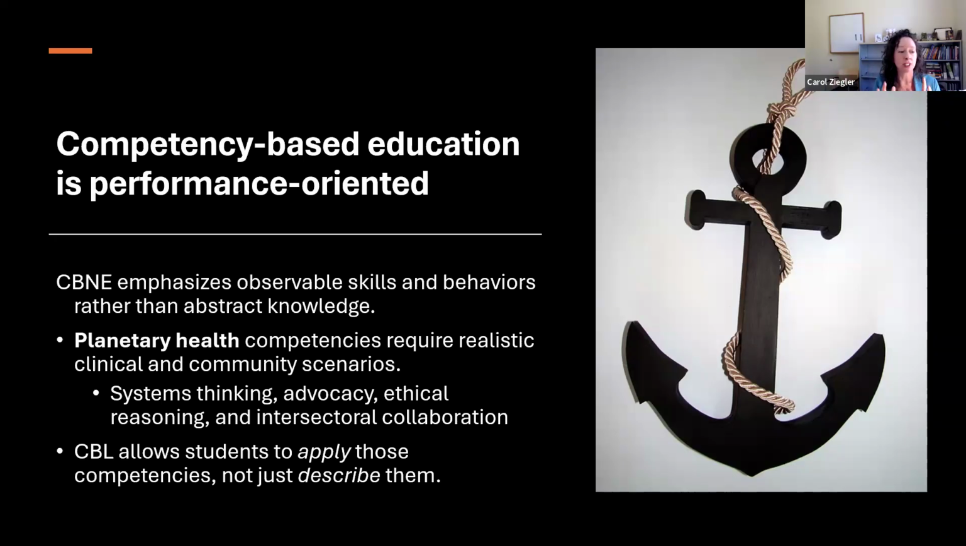And these cases I think are really important for building that scaffold between the didactic learning and the real world application. It includes things like systems thinking, advocacy, ethical reasoning, and that intersectoral collaboration. And it really allows students to apply those and not just describe them.